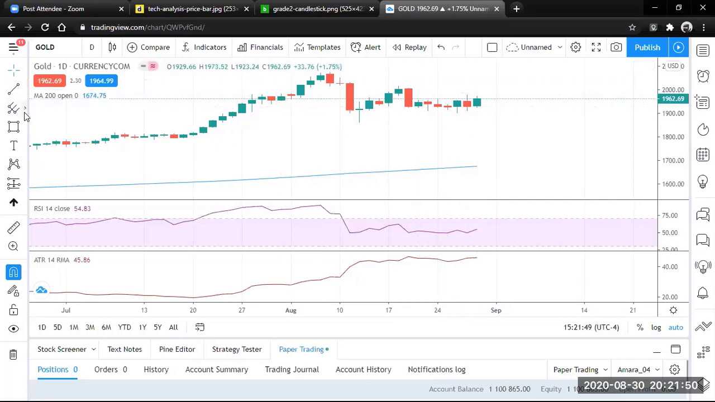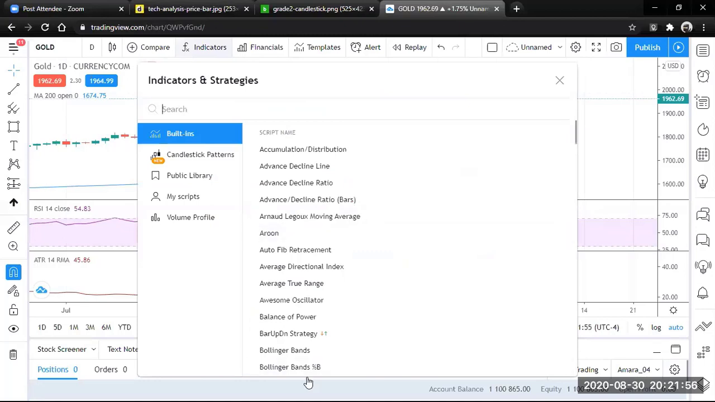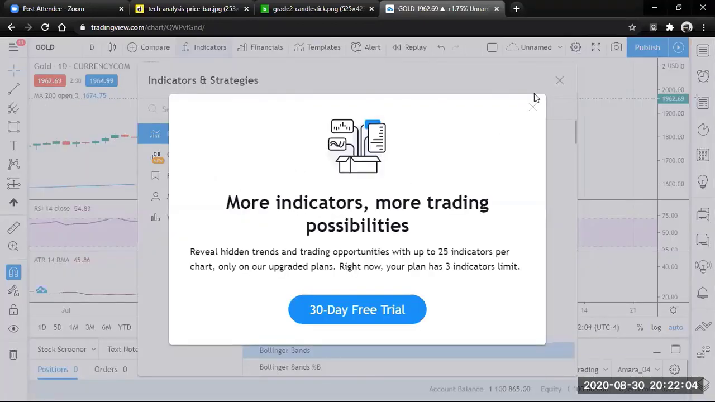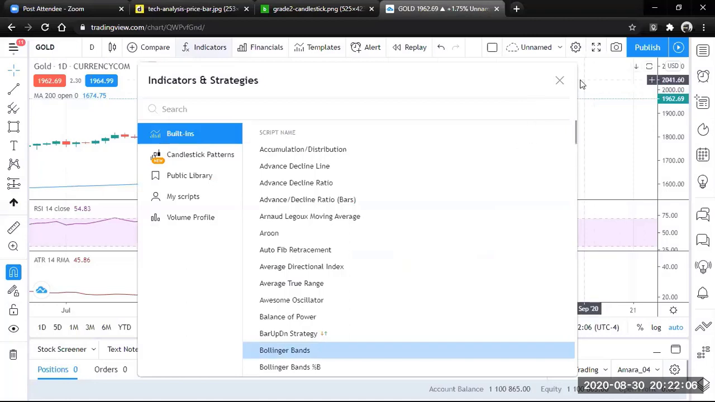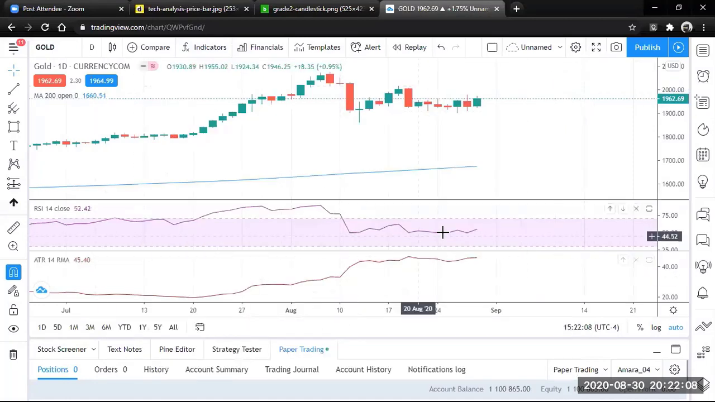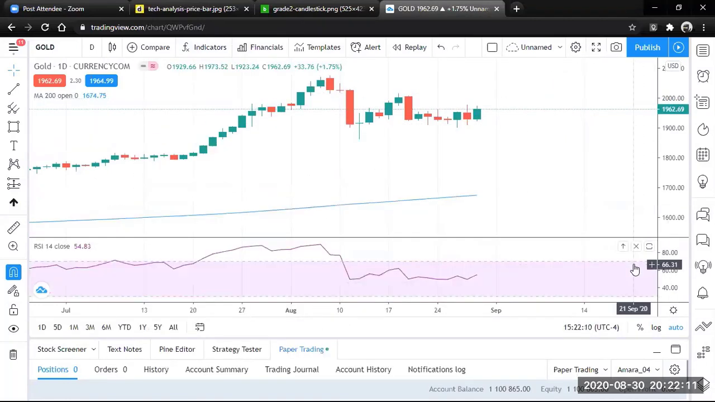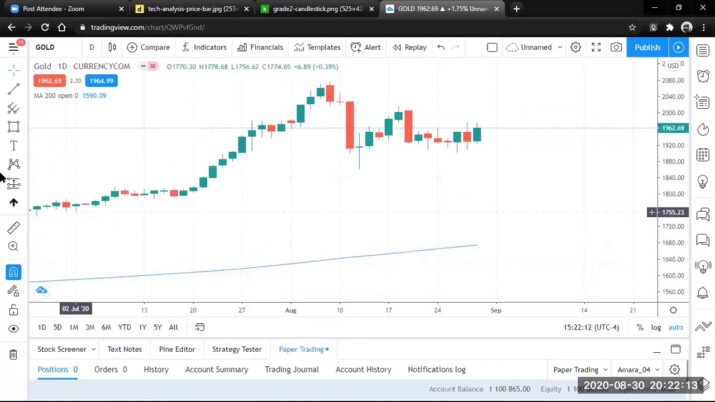Anyway, one more indicator I will touch is Bollinger Bands. There's a lot to touch on with Bollinger Bands, but we won't go into them. I'm going to add them to my chart now so that you can see them. I'm just going to reduce the number of indicators on my screen and then add Bollinger Bands.